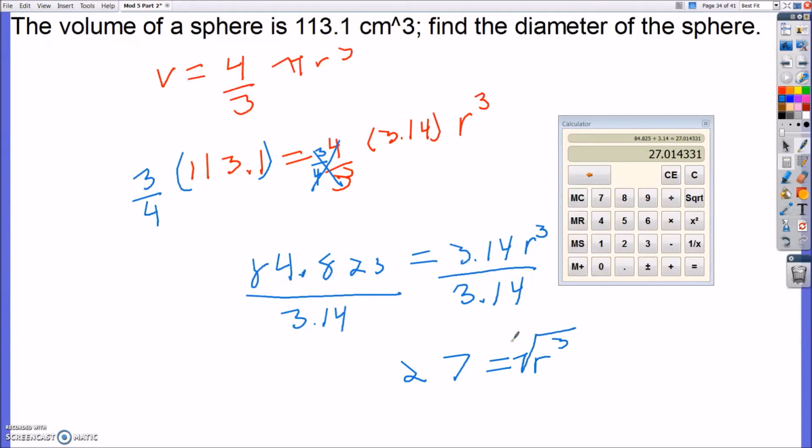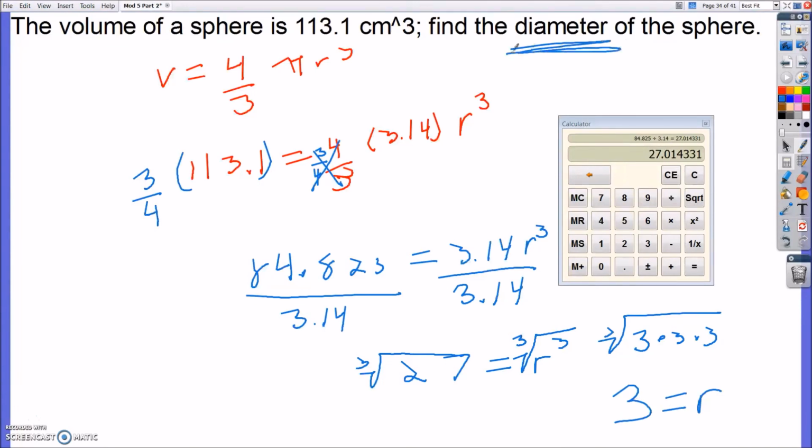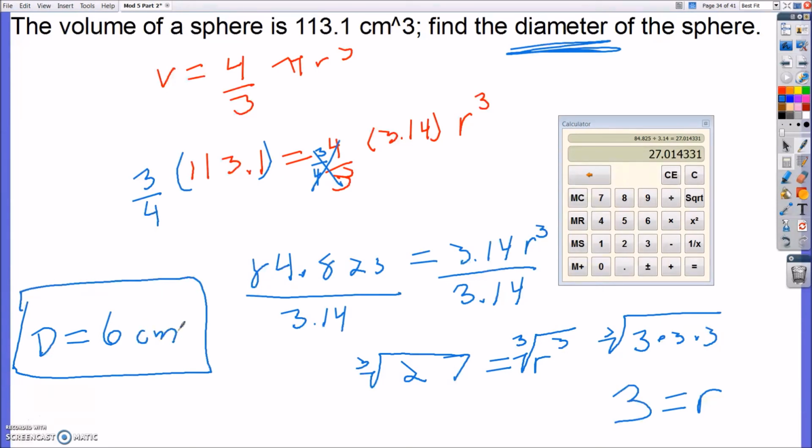So now what I'm going to do is take the cubed root. I am looking for 3 numbers that are exactly the same that multiply to 27. Those 3 numbers are 3 times 3 times 3. Therefore, the cubed root is just 3. So that is my radius. Now the question doesn't ask for the radius, the question asks for the diameter. In order to find the diameter, all I do is double the radius. So that means that the diameter is going to equal 6, and that is my final answer. And we need to make sure we have our units, and it's 6 centimeters.